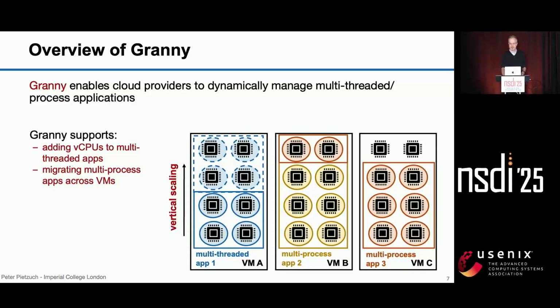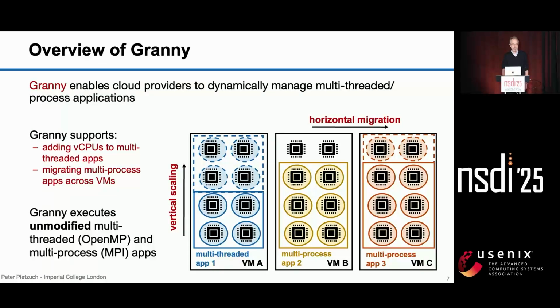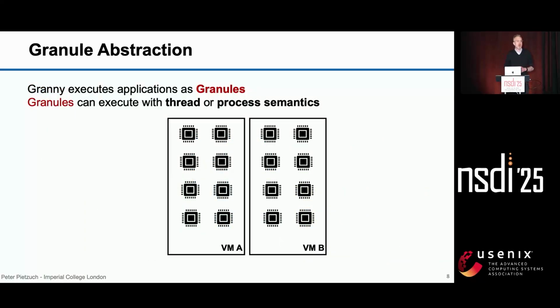So here in this example, multi-process application 3 is fragmented across 2 virtual machines. So with Granny, we can do horizontal migration to then consolidate all of the processes of that application on a single VM. And Granny achieves all of this without requiring modifications to multi-threaded and multi-process applications. Here we are assuming that the multi-threaded application is implemented using OpenMP, and the multi-process application is an MPI application with message passing. So let's have a look at how Granny achieves this.